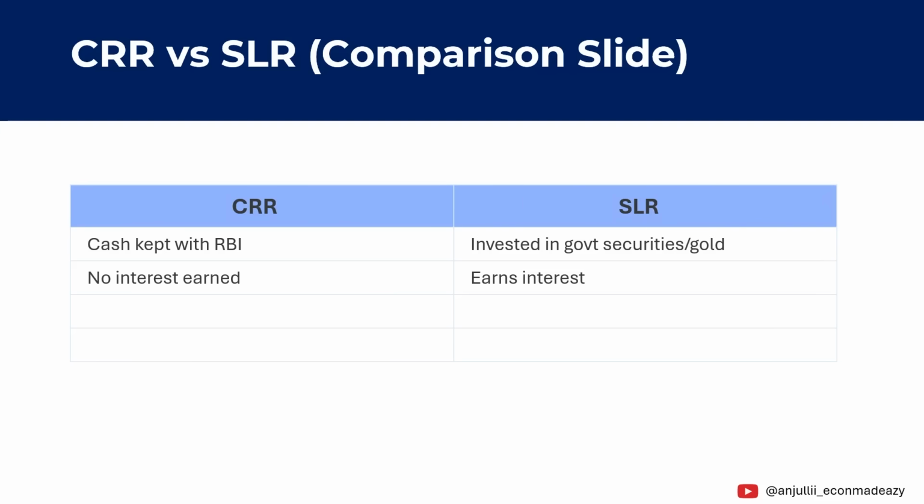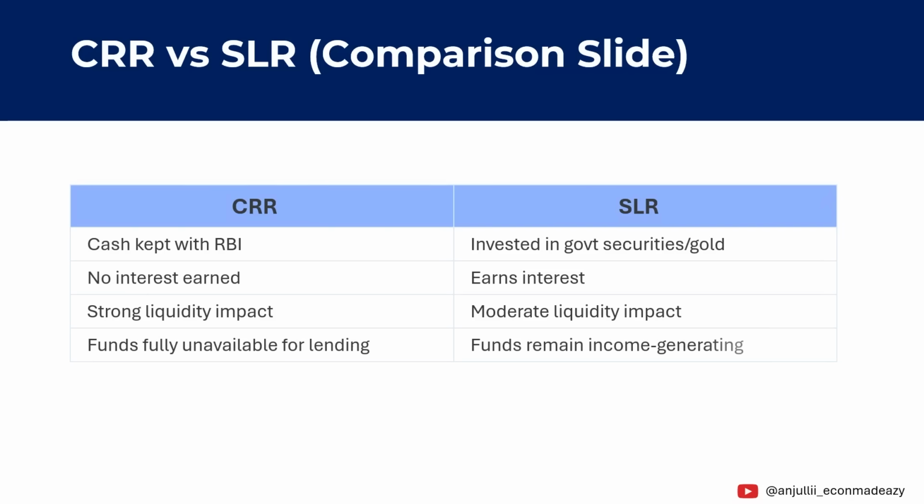Because CRR funds are completely locked with the RBI, it has a strong and direct impact on banks' liquidity. SLR restricts lending, but since the funds are invested in assets, the impact on liquidity is relatively moderate. So in simple terms, CRR funds are fully unavailable for lending, while SLR funds are invested in assets that still generate income for banks.